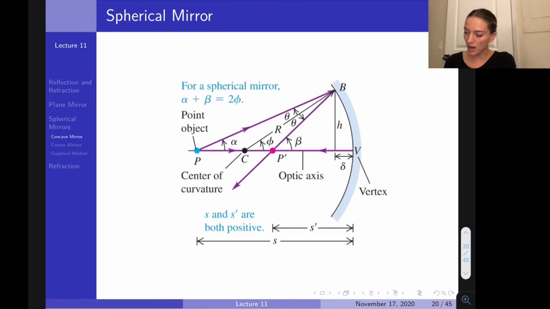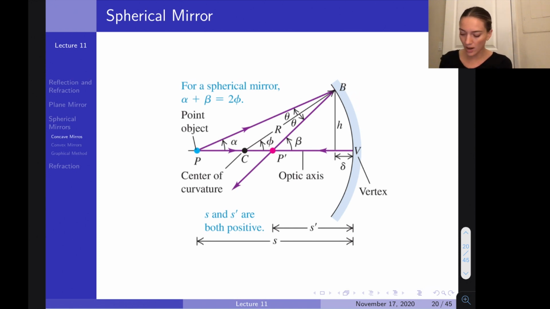Okay, now let's derive an equation for the relationship between the image distance and object distance for a spherical mirror that is concave. Here we have some point object at P. We have the center of curvature here. We have the image point here. The distance from P prime to the mirror is going to be called S prime, because that's the image distance. And the distance from the object to the vertex is S, which is the object distance.